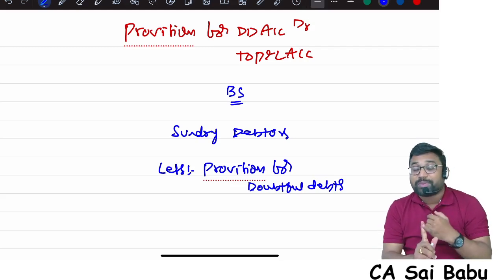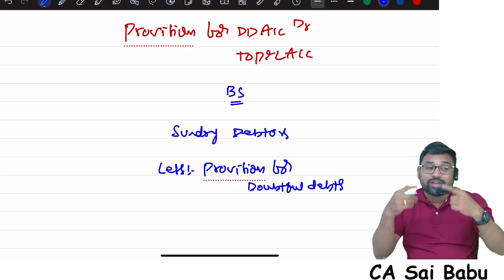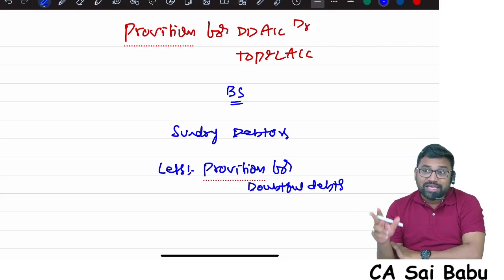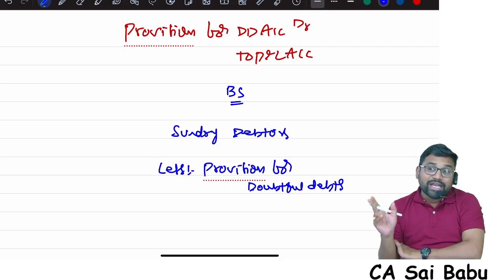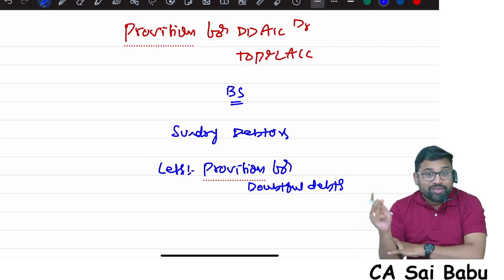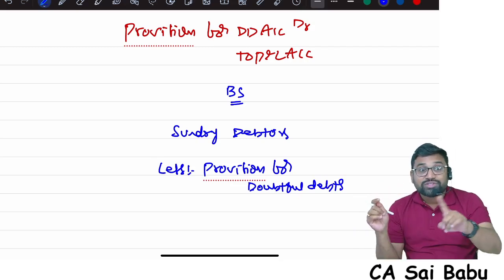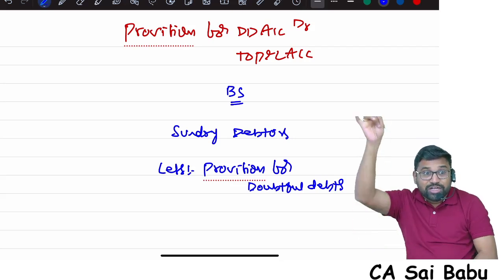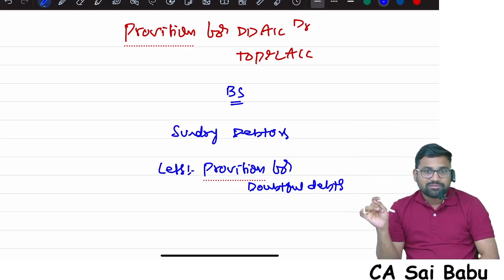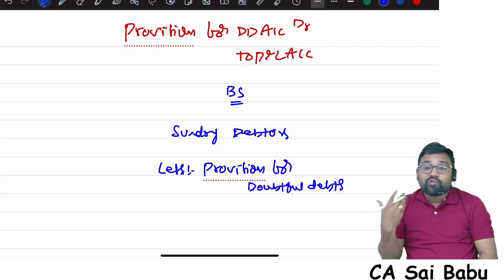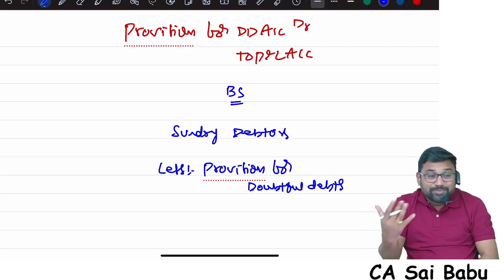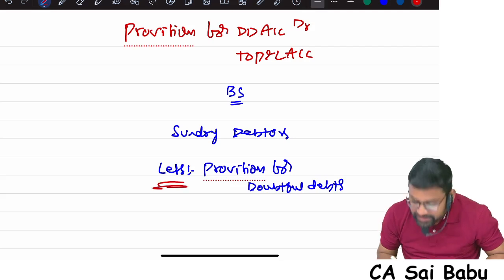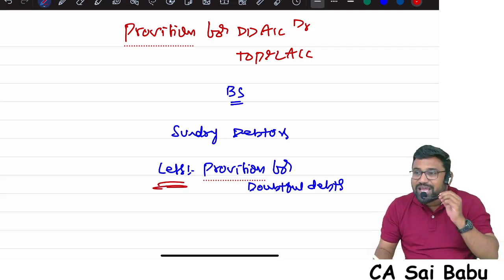That's why provision for depreciation, provision for doubtful debts, these are all shown by way of reducing from that particular asset. When you create a provision against a liability, that will be shown on the liability side. But when you create a provision against an asset, that will be shown by way of reduction from that particular asset. Even provision for depreciation, when you are presenting the balance sheet, you need to reduce from the particular asset. Debtors is my asset, right? So on the asset side, this provision will be shown by way of reduction. Don't show it on the liability side. It is not a liability.